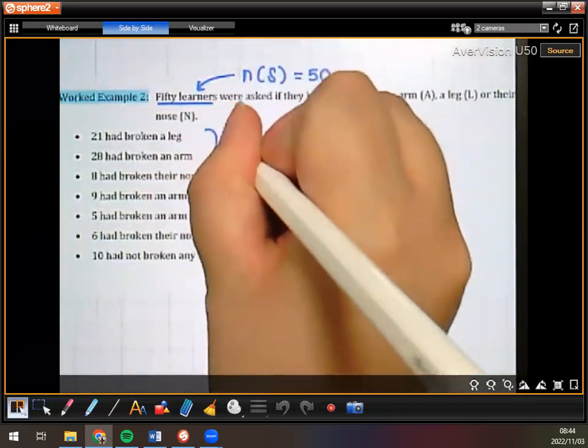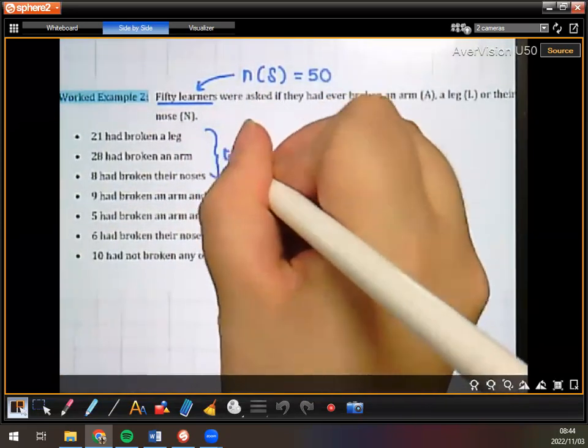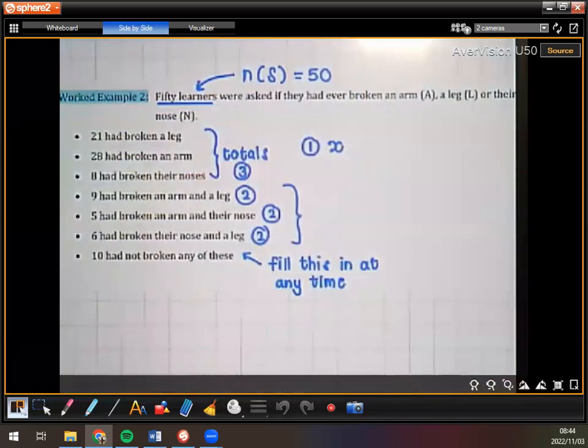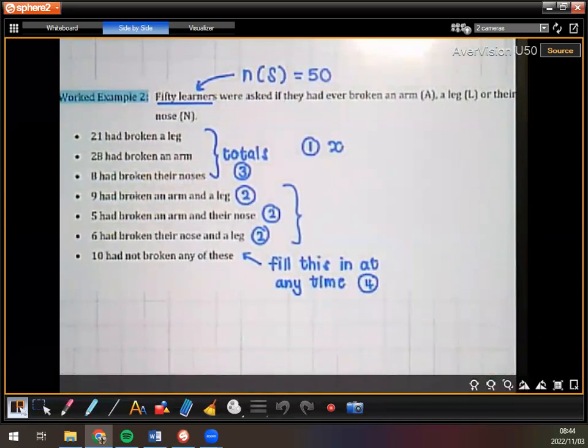So guys, these are the totals, and I think that was step 2 that we wrote down, right? We're going to use those totals to calculate the leg only, arm only, and nose only. So these totals are going to allow us to do step 3. And then once we fill everything in, we kind of said that this was step 4: fill in any other information, but like I said, that can be done at any time.